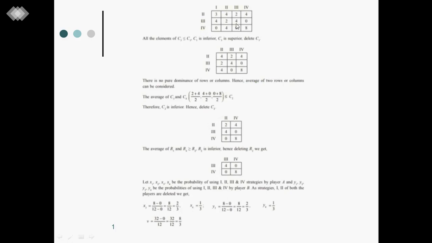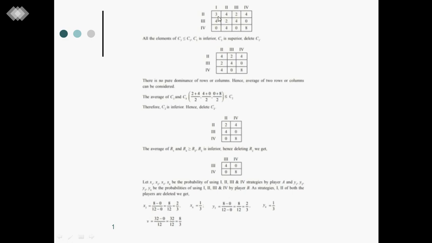Now again, observe column-wise; row-wise it's not possible, I mean no row dominates any row. Taking C3 by observation, 2 is lesser than 3, 4 is equal to 4, 0 equals 0. All the elements of column 3, please note, are lesser than or equal to the elements of column 1. That's what is written here. Column 3 is superior, column 1 is inferior from B's point of view.